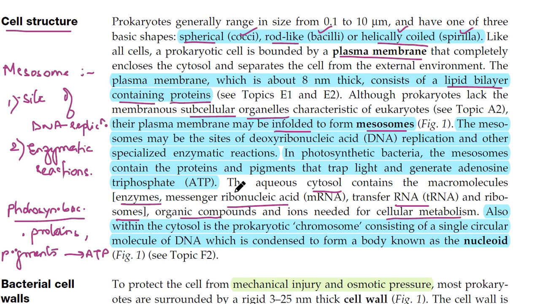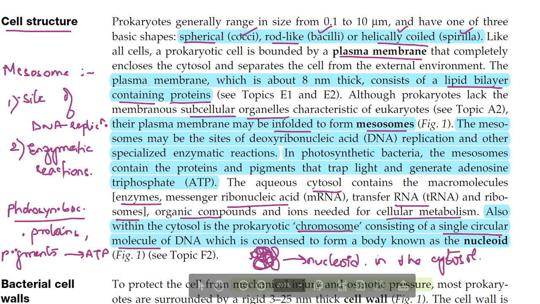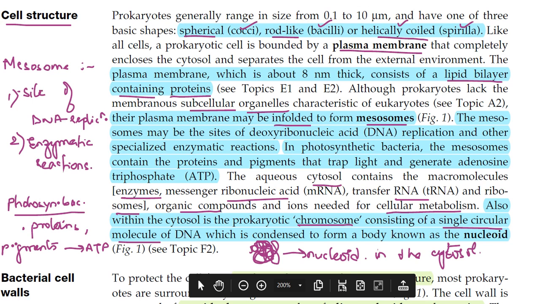Now, in the cytosol, the chromosome is present in what form? In a single circular molecule of DNA. And this single circular molecule is condensed to form what? Nucleoid. So remember, in prokaryotes the DNA is present in condensed form, where? In the cytosol. Because there is no membrane bound nucleus, where will the DNA be present? It will be present in the nucleus. Sorry, it is present in the cytosol.